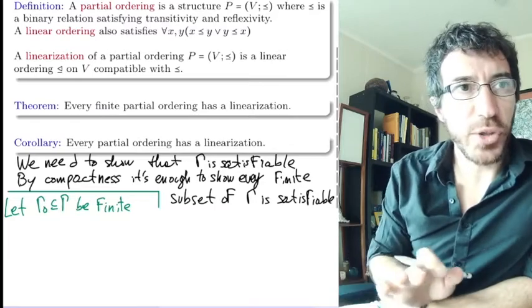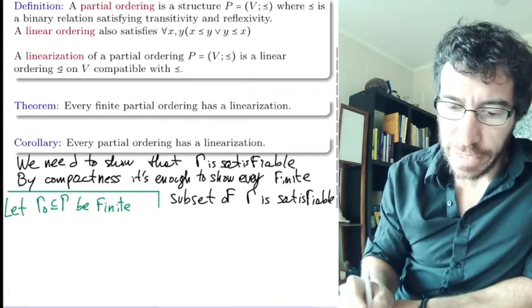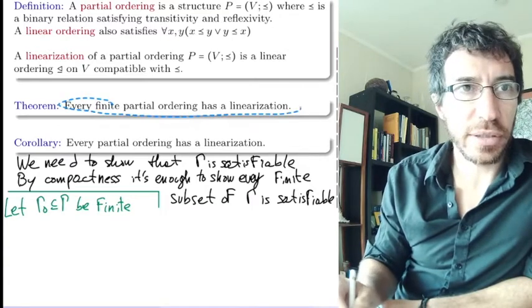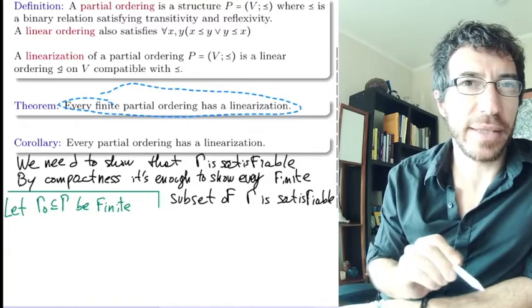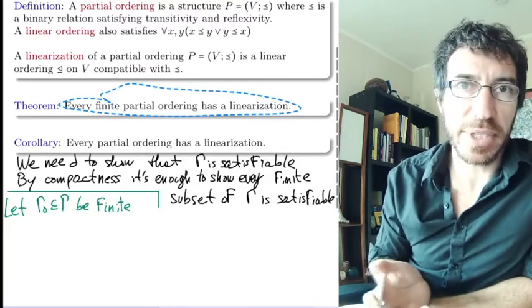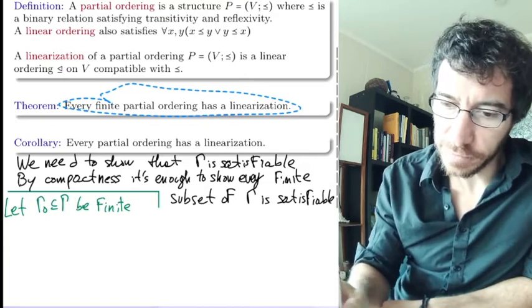Remember that the theorem we can use is that every finite partial ordering has a linearization. That's the assumption that we're going to use. And this is where it comes in, because now we have a finite set. So how are we going to use that?